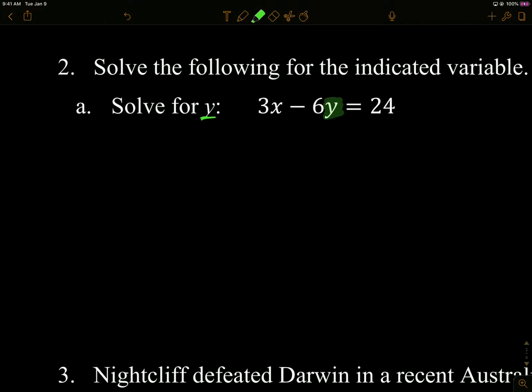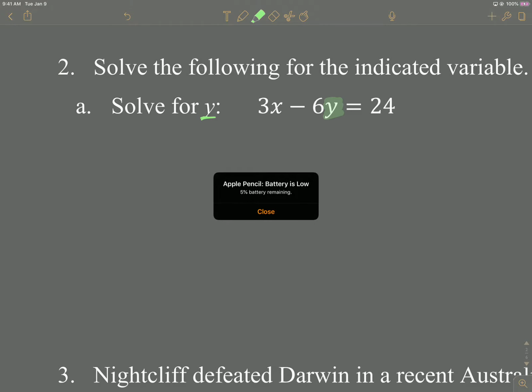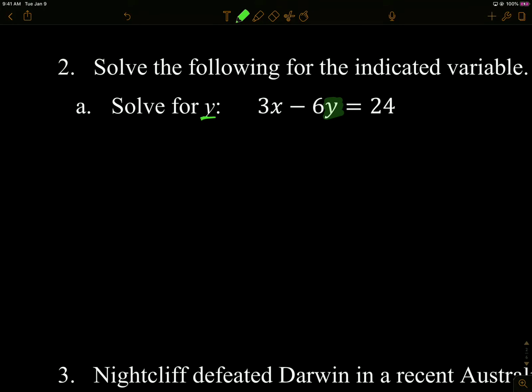Right, so we want to get that y by itself. So again, we're looking at sides of the equal sign. So the y only appears on the left side. That means I have to get rid of everything else. So this 3x, it's being added to this side. So to undo it, we're going to subtract 3x from both sides.